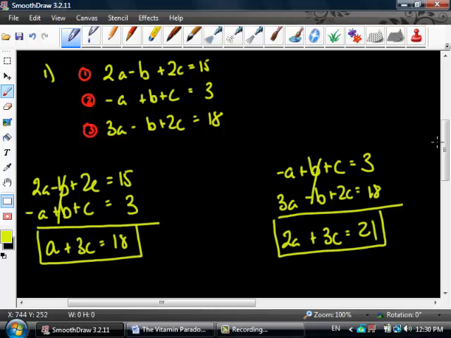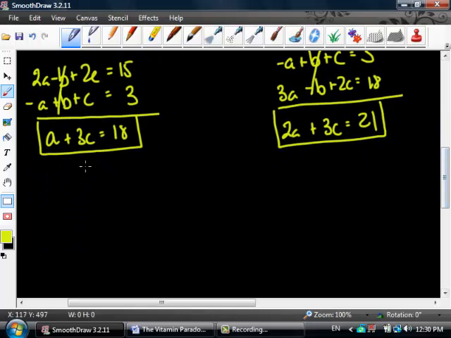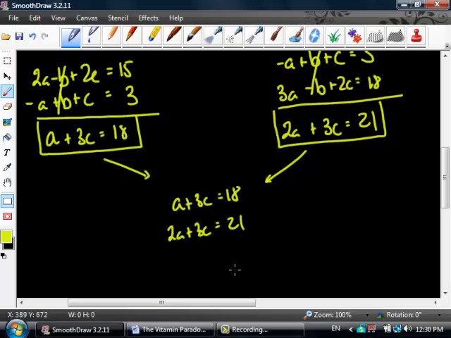Okay? So now that I have two equations with two of the same variables, I can put these together: a plus 3c equals 18, over 2a plus 3c equals 21.